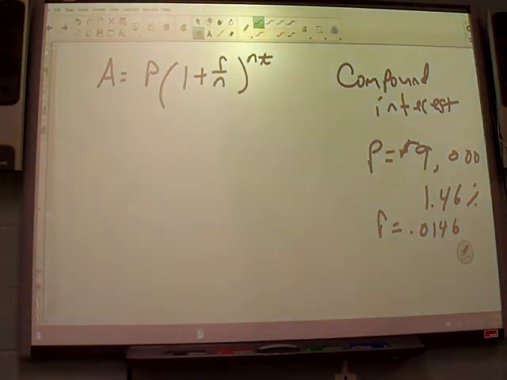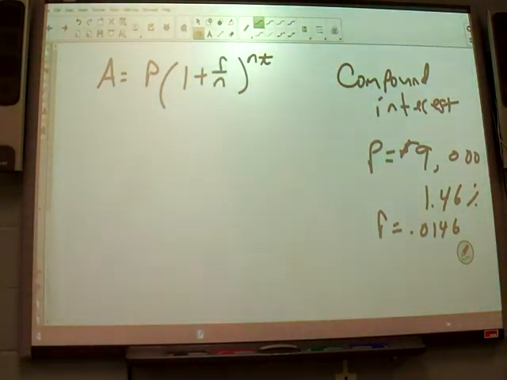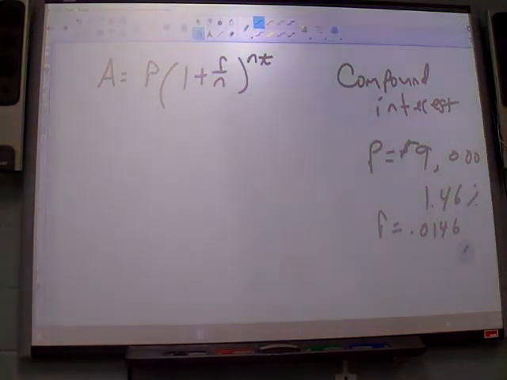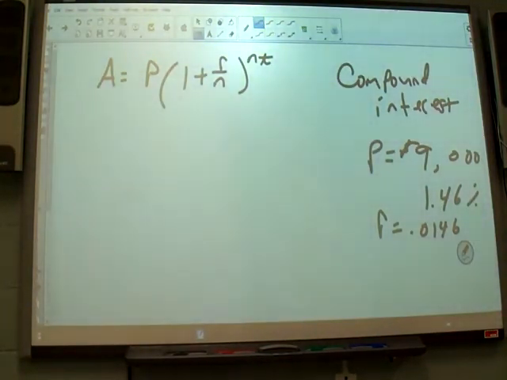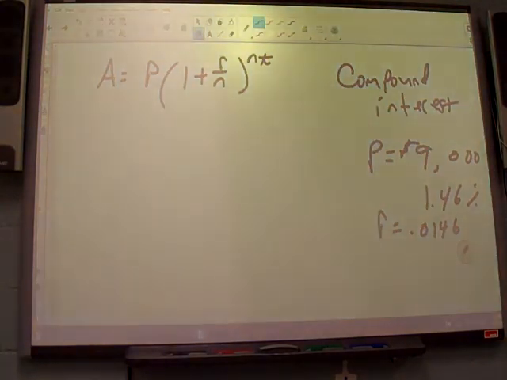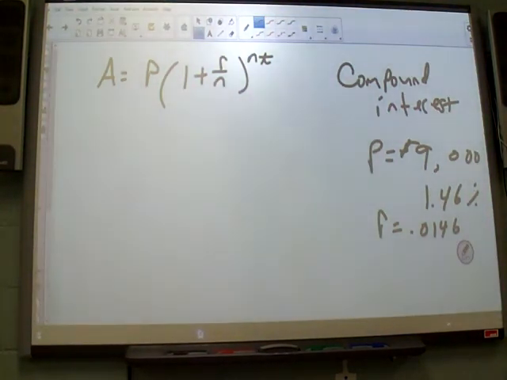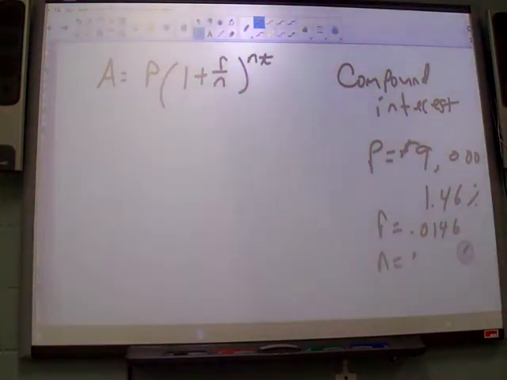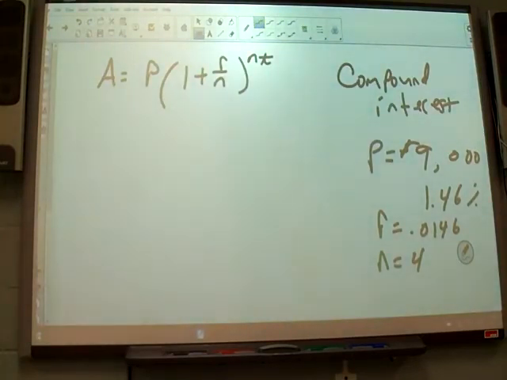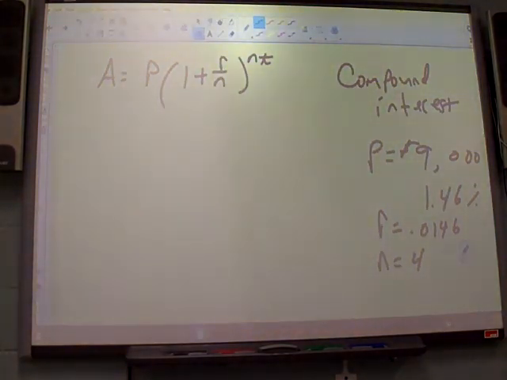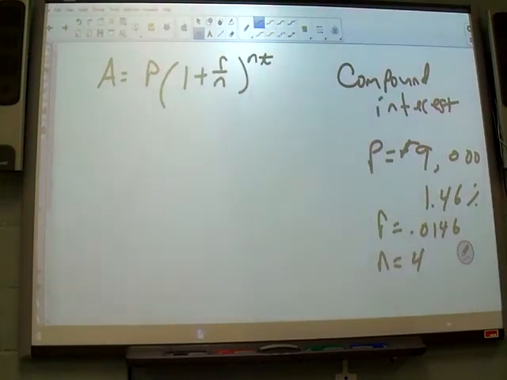You deposit $9,000 in an account that pays 1.46% annual interest. Find the balance after 3 years if the interest is compounded quarterly. There was the key word, quarterly. Quarterly means 4 times a year. So your N is 4, quarterly. Okay, everybody got that? Different words tell you different clues for your N. Now, I skipped over it quick when I was reading it, but it says find the balance after 3 years. So your T will be 3 for this particular problem.